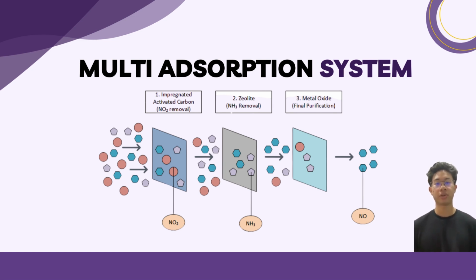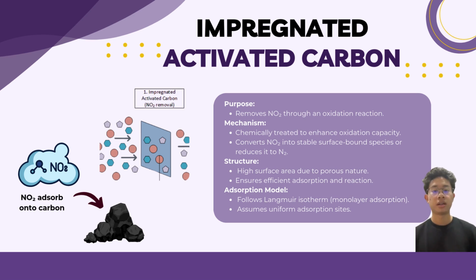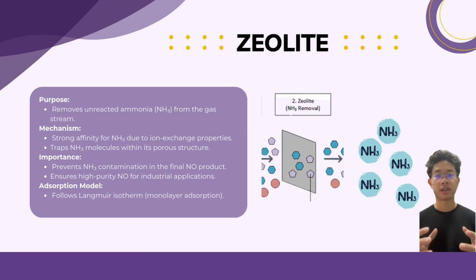To ensure high purity NO, we implement a multi-layer adsorption system designed to sequentially remove these contaminants. The first layer utilizes impregnated activated carbon, which is an effective adsorbent for the removal of nitrogen dioxide. This material is chemically treated to enhance the oxidation capacity, converting the NO2 into a stable surface species or reducing it into nitrogen gas.